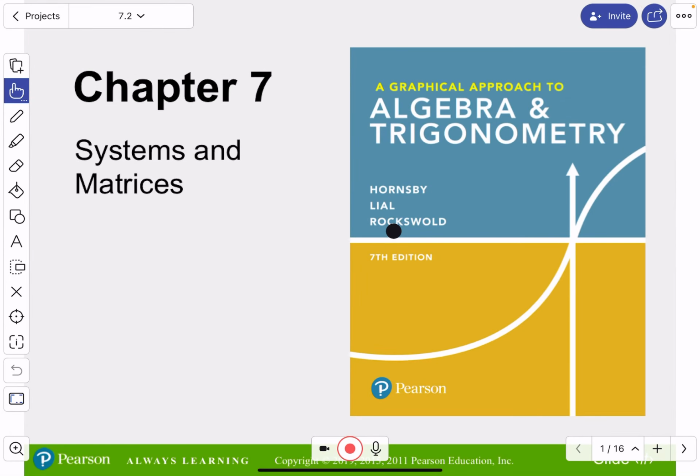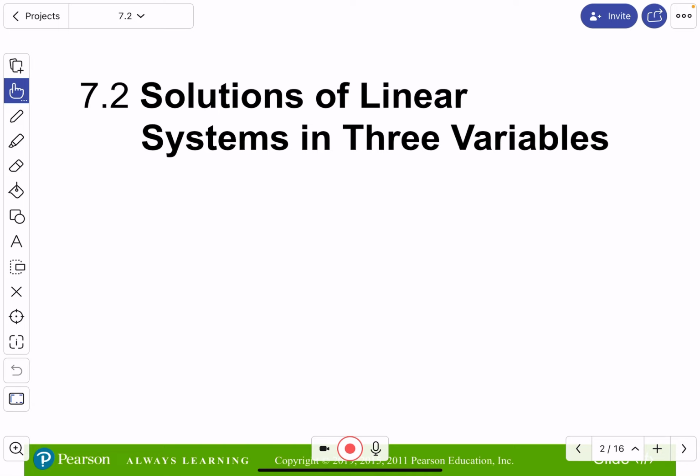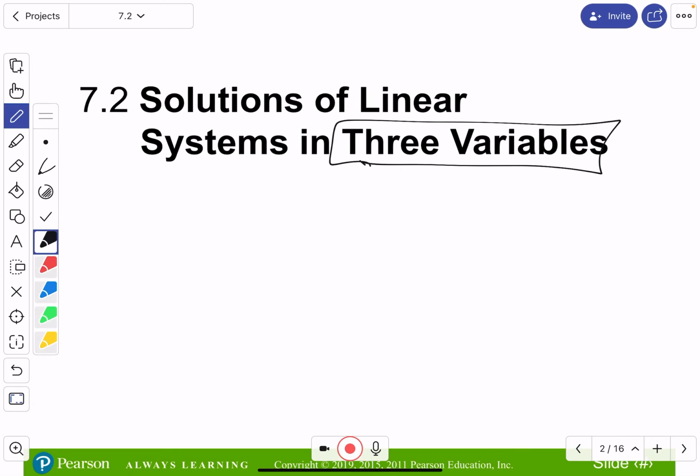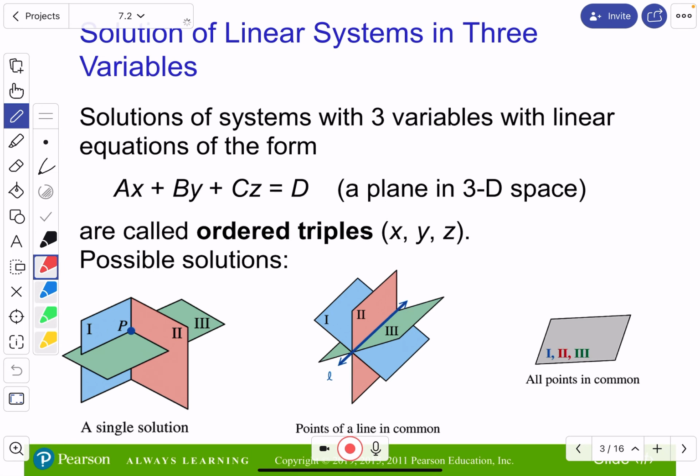All right, continuing with chapter 7, we're going to look at 3 variables. So systems with x, y, and z. So if we look at x, y, and z, we've got 3 dimensions. So your intersection could be a point or it could be a line. It all depends on how those different lines are going. Could be a plane. So a single solution, a line, or a whole plane.